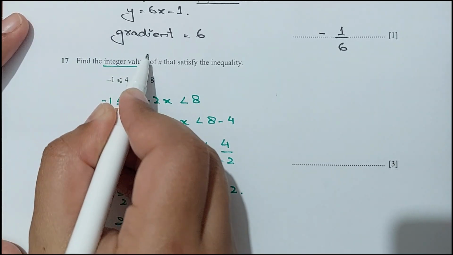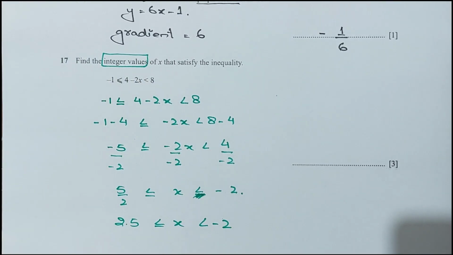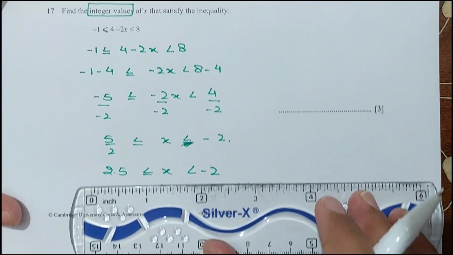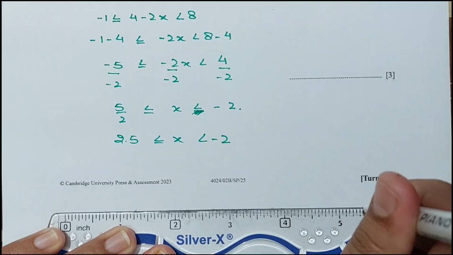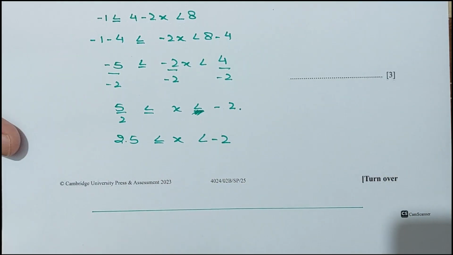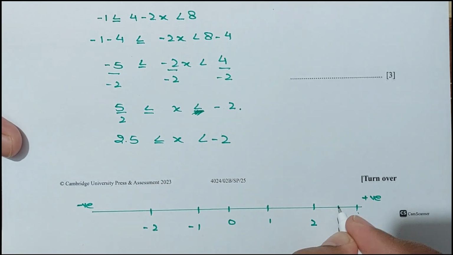We have to just find out the integer values. Let me draw the number line and show you what the integer values are. Here we have the negative values, here we have the positive values, and in the middle we have 0, we have 1, we have 2, we have -1, -2, we have 3. It starts from -2, negative, and let's say this is 2.5, positive 2.5.